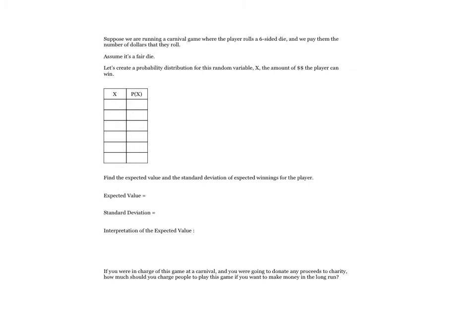We're going to create a probability distribution for this random variable x, the amount of money the player can win. So, what are my options for x? Well, the player could win $1, $2, $3, $4, $5, or $6, right? And then the chance of rolling any of those is 1/6 every time.